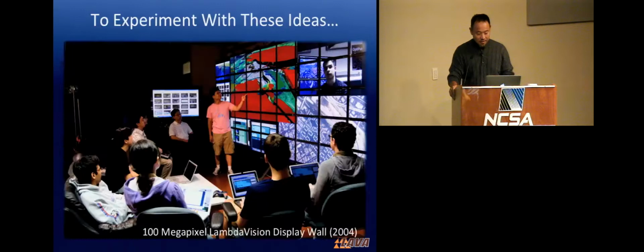So we began to experiment with these ideas more by building even bigger screens. This is the first 100 megapixel display that was built in Chicago. And when we were starting to do this, we started realizing that there was no software, there was no middleware to drive these kinds of displays for actual practical scientific use, apart from lots of cool demos. So we decided, okay, we have to figure out a way to use this as a normal research tool for us.